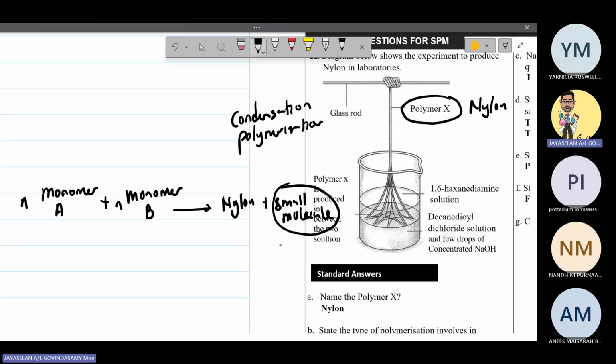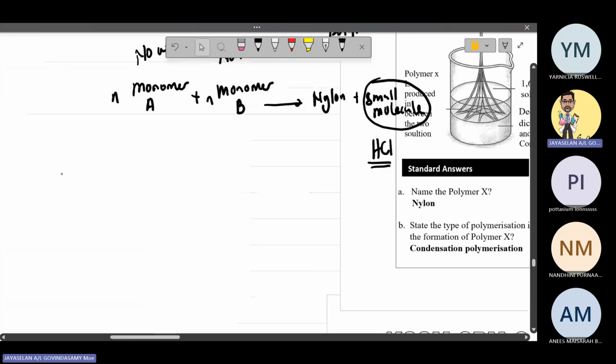What is the small molecule you will get? Hydrogen chloride. Here no water, here also no water. All organic substances, no water. So you must mention hydrogen chloride. Do not write hydrochloric acid, that is wrong. Any question? So monomer. What type of polymerization? Condensation polymerization. I already did the monomers for y'all. What is the monomer used?